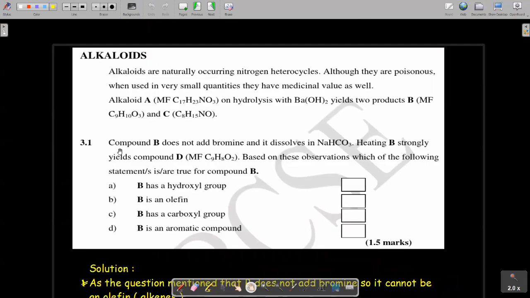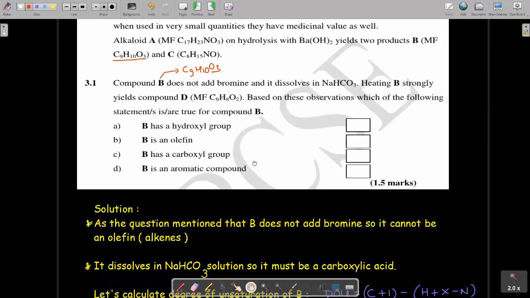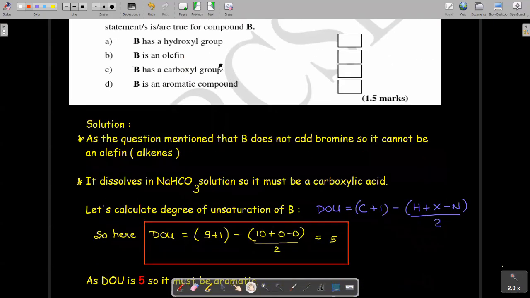Compound B. Now we have already mentioned that we have to remember the formula of compound B, which is given to be C9H10O3, does not add bromine and it dissolves in NaHCO3. Heating B strongly yields compound D, molecular formula C9H8O2. Based on these observations, which of the following statements is or are true for compound B? So we have to select amongst these 4 statements which is true.